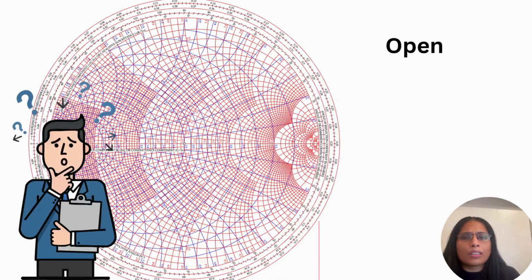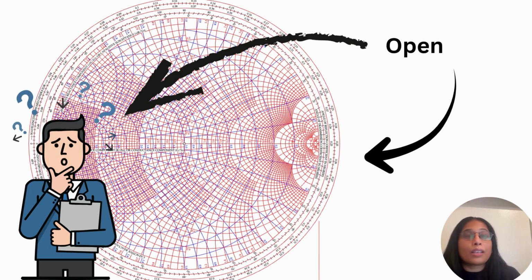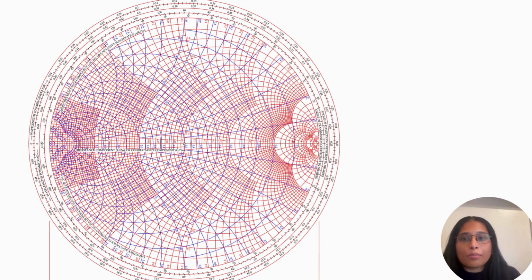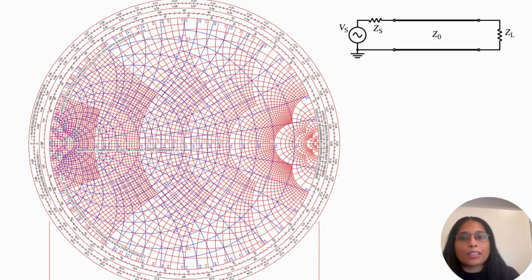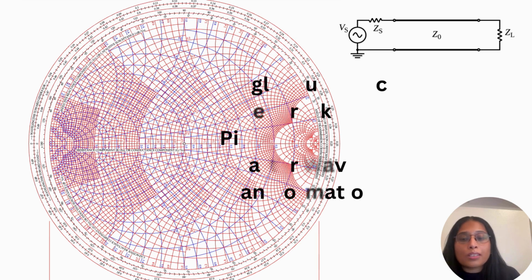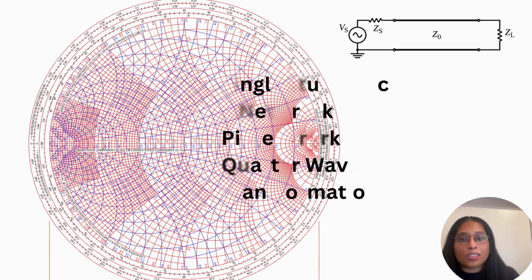Even after learning lots of things, we may get confused about where the open comes, where the short comes, right? I was also in the same situation. When I started designing practical antennas, I understood the impact of the Smith chart in RF engineering. I understood how this tool helps us make impedance matching easy.